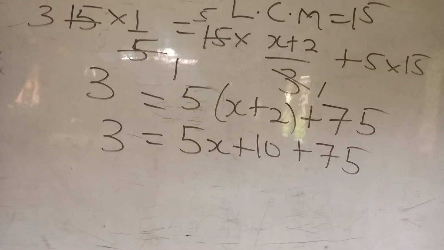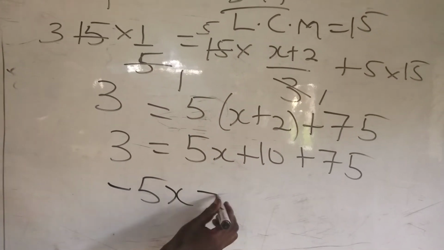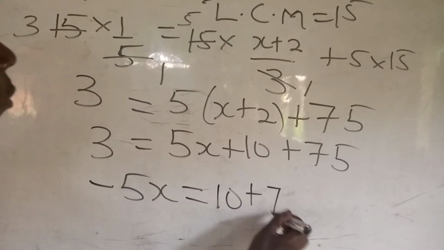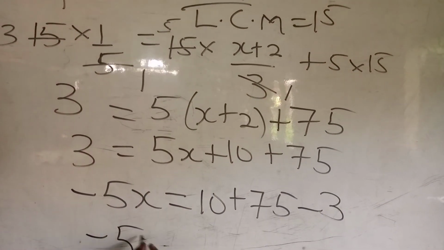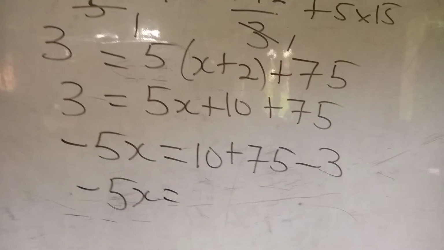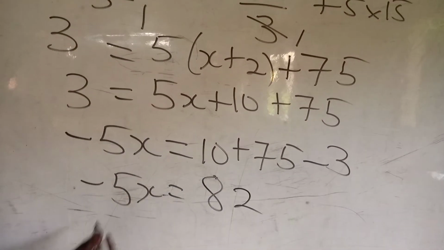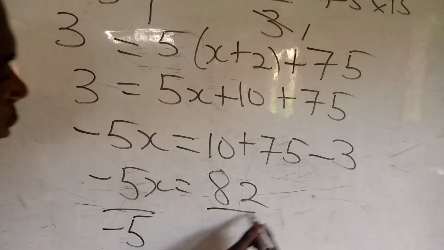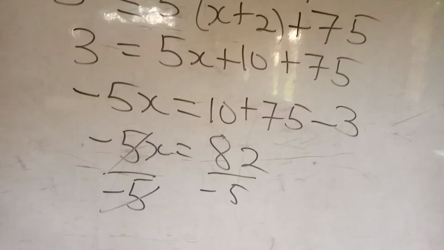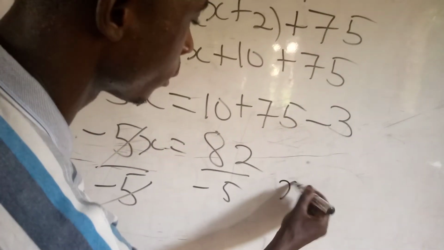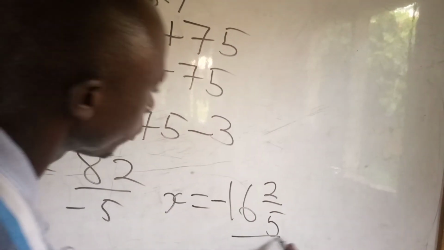So you group your like terms. You move this one to the left hand side. It becomes negative 5x equal to 10 plus 75 minus 3. So negative 5x is equal to 10 plus 75 is 85 minus 3, 82. We divide through by the coefficient of x, which is negative 5. So 5 goes into 82. So x is equal to negative 16 whole number 2 over 5.